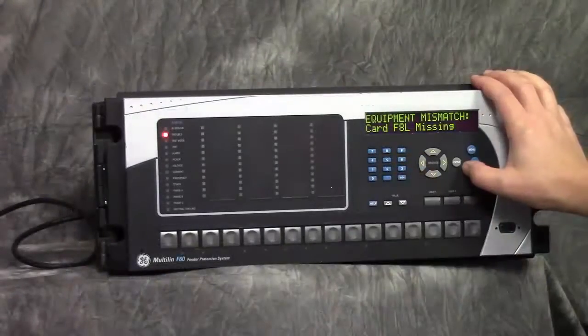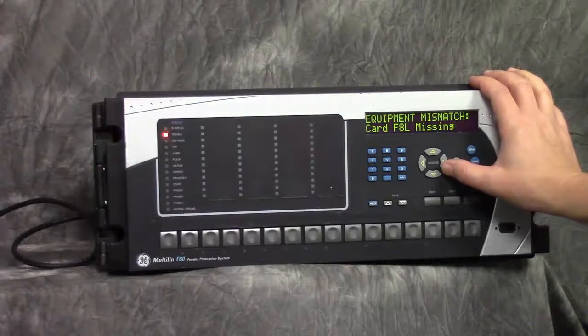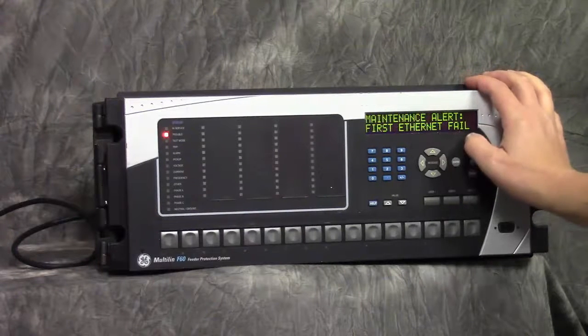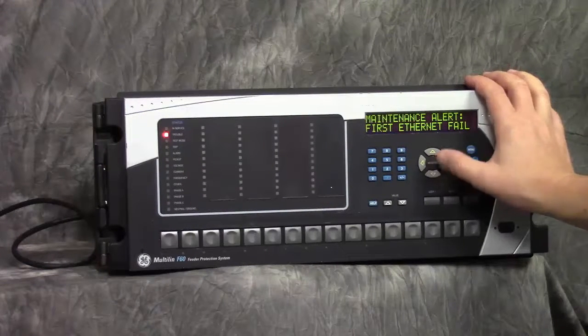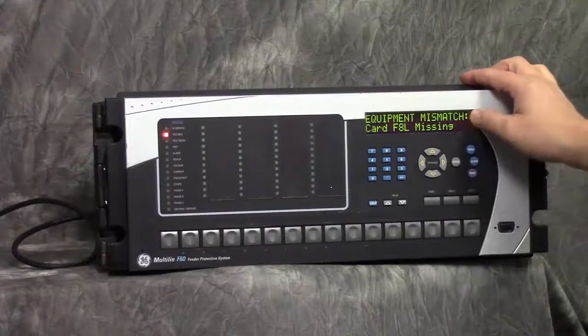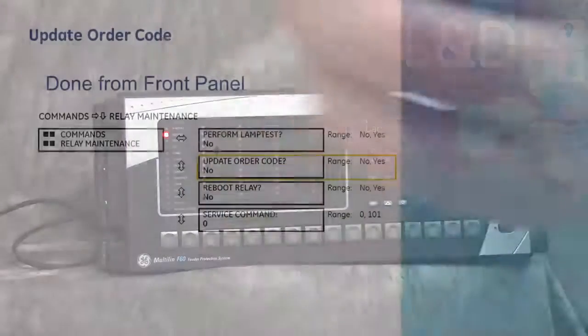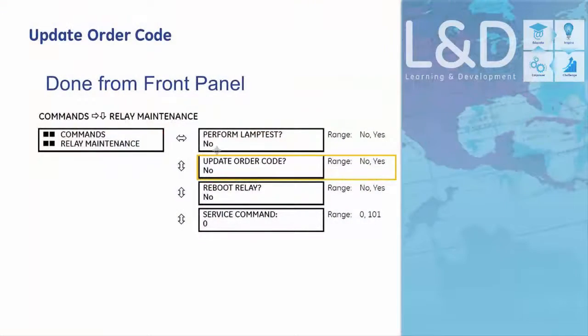So one of the first things we'll see when we first power this up is a message like this. This says equipment mismatch, because we did take out the F slot card and we've inserted the new H card, and it gives us this kind of a message, the equipment mismatch. So what we need to do is go through the procedure to do an update order code. So the next thing we're going to do is update the order code on the relay.